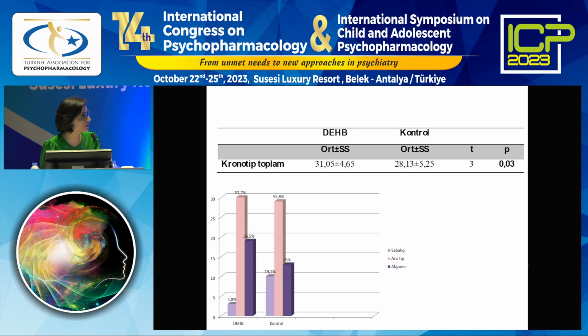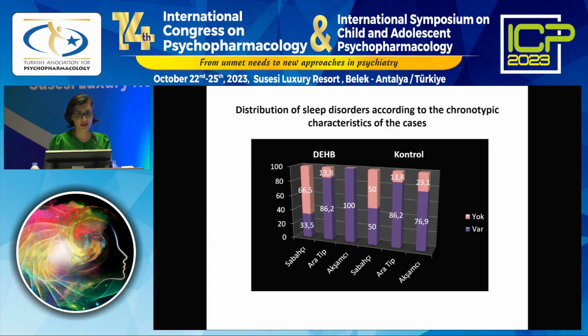And most of the time, you see the chronotypic distribution. The darker one, the dark purple one, is the evening group. In the ADHD group it is 36%, and in the control group it is 25%. And in the ADHD group the morning type is 5.8%, and in the control group it is 20%. So these are children between the ages of 7 and 12.